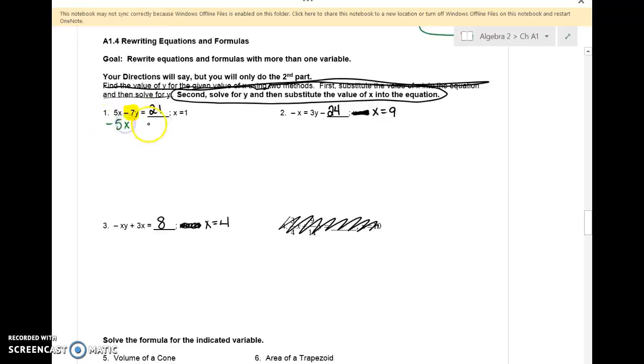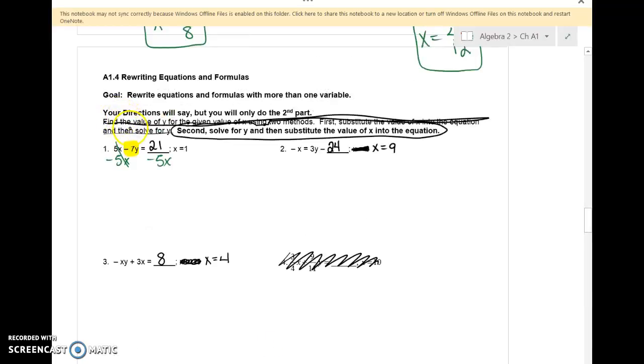Subtract 5x. Attach the minus in front of the 7 to the 7. That is a negative 7y. So when you get rid of the 5x, you still have negative 7y equals. And I prefer to write my x term first, so negative 5x plus 21. What would we do next to get that? Divide by negative 7. Yep.